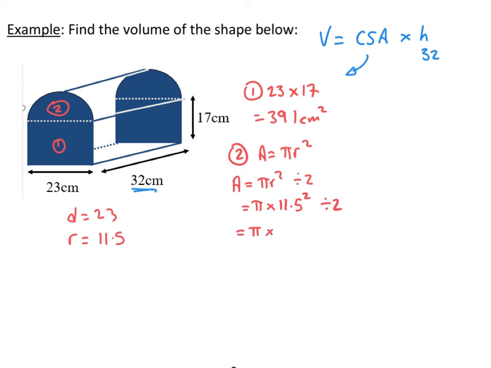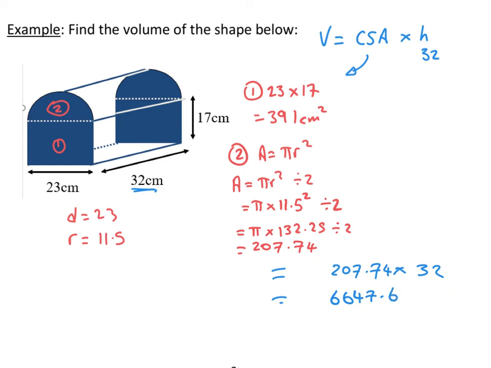So 11.5 squared is 132.25 divided by 2. And if I put all of that into my calculator, I get an answer of 207.74. So that's the area of the cross section. I know the length of the prism. So the volume then is going to be 207.74 multiplied by 32. And putting that into my calculator, you get an answer of 6,647.61, and it's cubic centimetres.